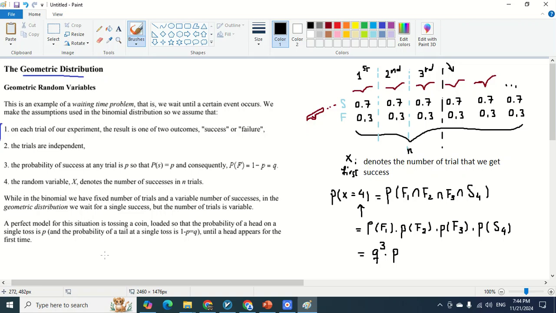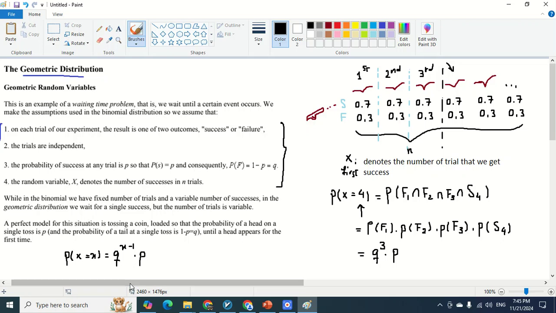In other words, we can extend this idea to the general case. The probability of x equal to small x will be equal to the probability of failure in that binomial experiment to the power of x minus 1 times the probability of success p, and this determines the probability distribution function in this case. So as you can see over here, these four items determine the binomial distribution properties.